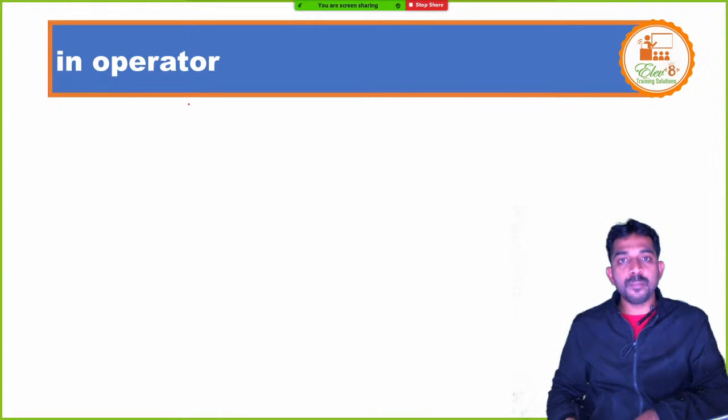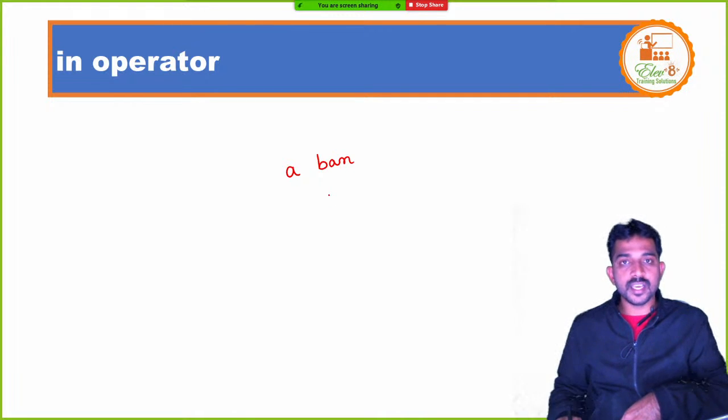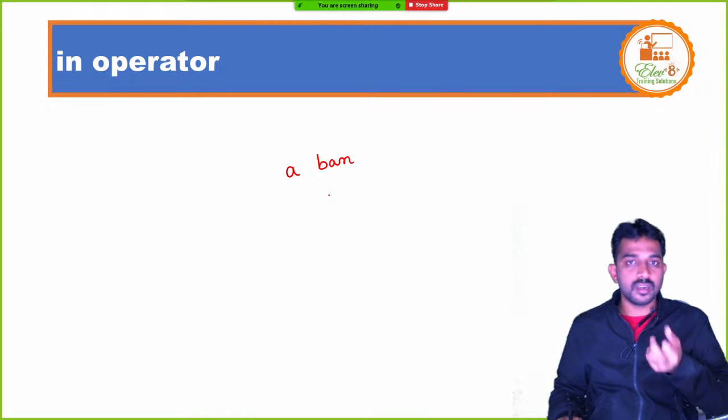Next, the in operator. The in operator is used to find whether, for example, the letter A is there or not in the given string. Or suppose whether the word ban is there or not in the given word. For example, you need to find your roll number. You have a big document or big array, and suppose the results are released. You need to check your roll number.